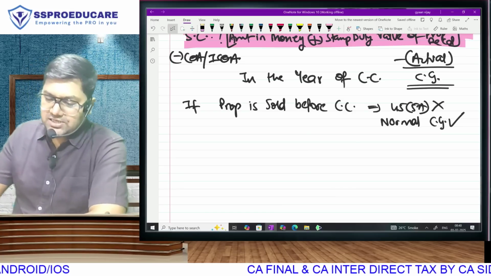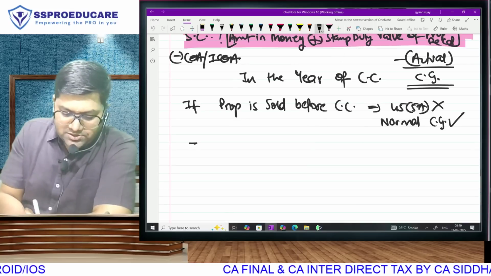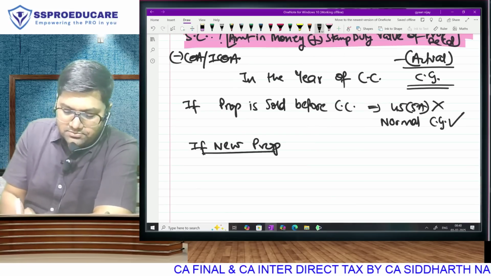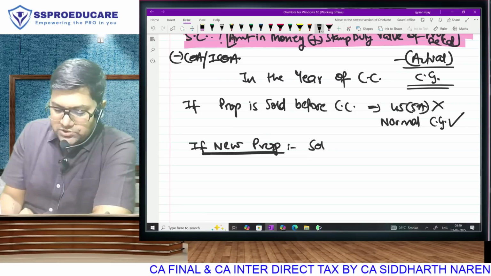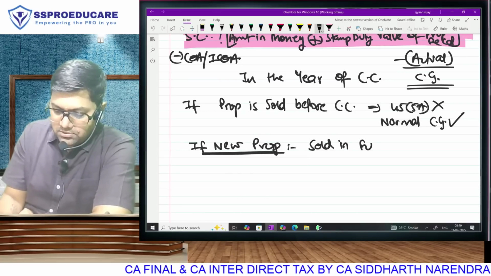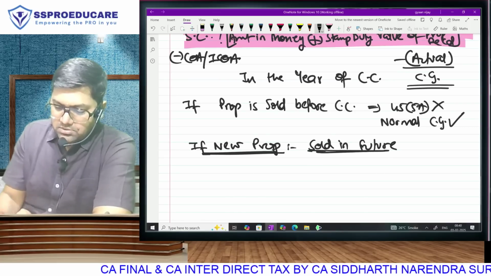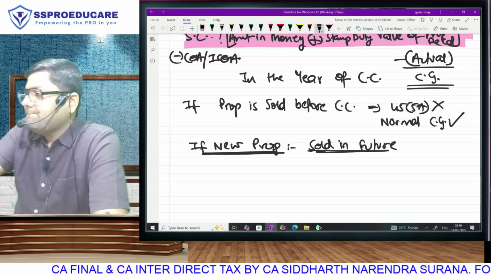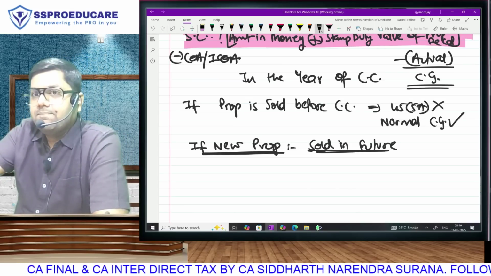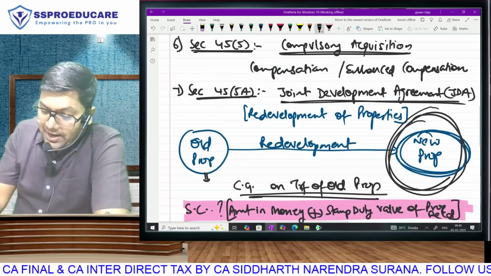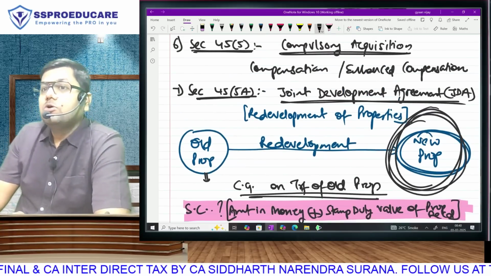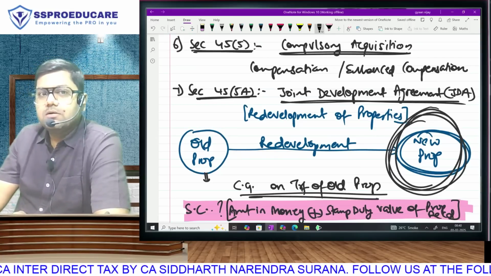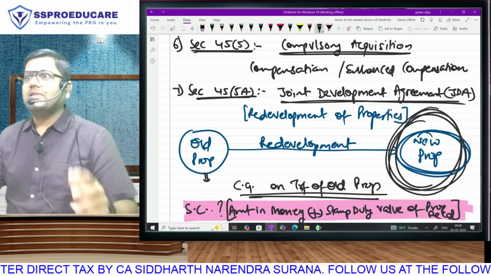And the last part of this explanation. Is it possible that the new property that I have received is sold in future? Is it possible? This property I had received against my old property. Correct? Some years later, it is possible that I am selling that.